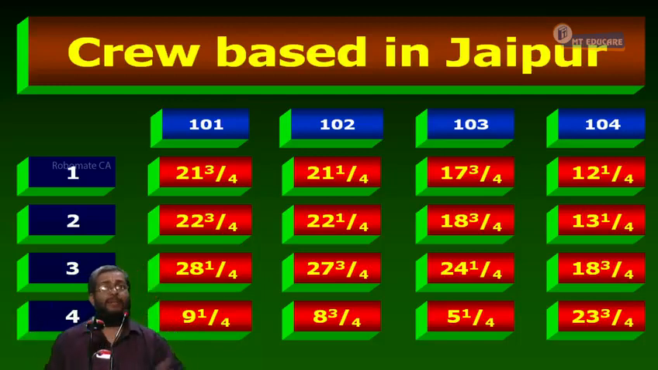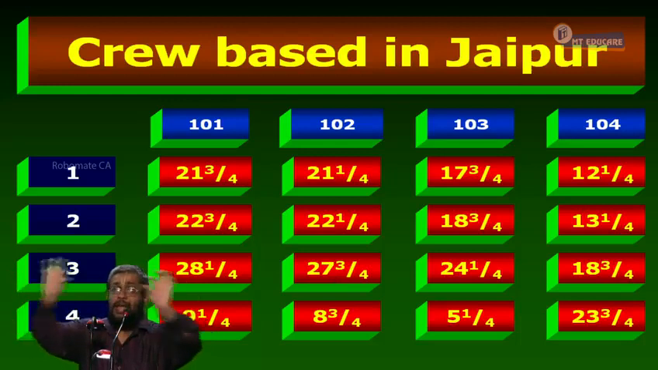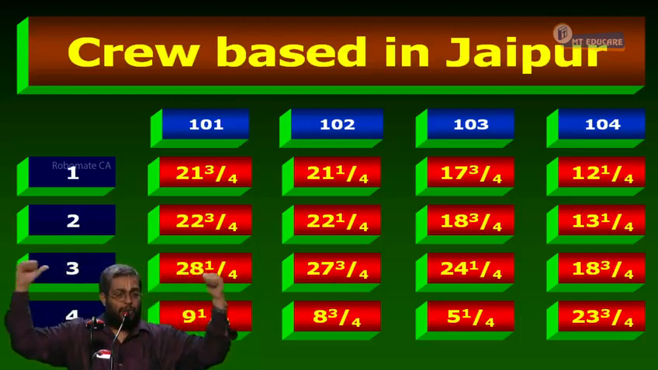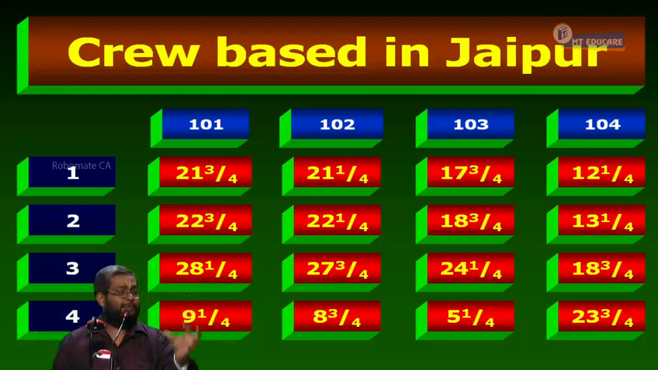Now, for example, I'll ask you one more question. I want to pair 3 and 102. See this number or not? Now, 3 and 102, if I decide to pair, pair means going and coming through this flight. If my crew is from Delhi, what is the layover time? 18 hours. If I select from Jaipur, what is the time? 27, 3 by 4. For this pairing, I'll select my crew from Delhi or Jaipur. Like that, the least of the two should be in the mixed matrix.